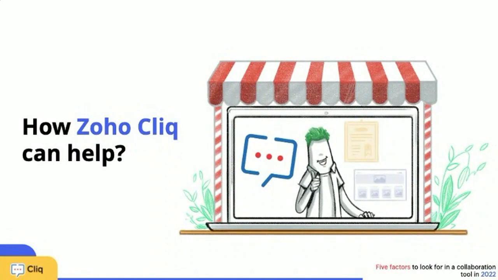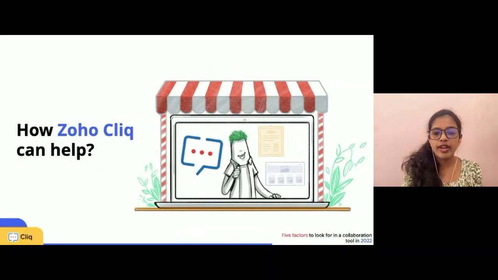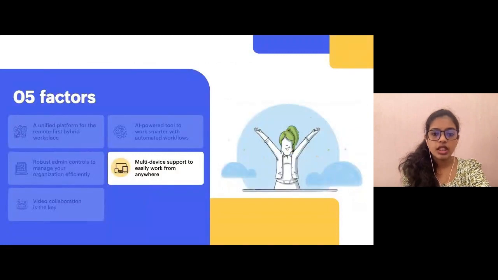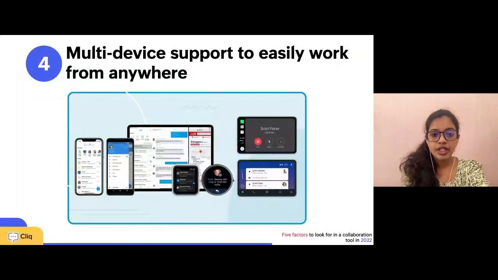So this is about how Cliq can help or empower admins. So moving on to our fourth factor. The third factor that we saw was that the tool you use should come with robust admin panel capabilities, and we saw how Cliq comes with those admin controls. So moving on to our fourth factor, that is, the team collaboration tool you use must come with multi-device compatibility, allowing you to work from anywhere.